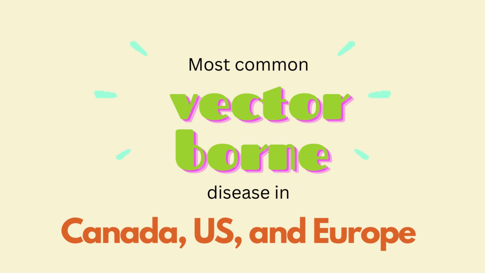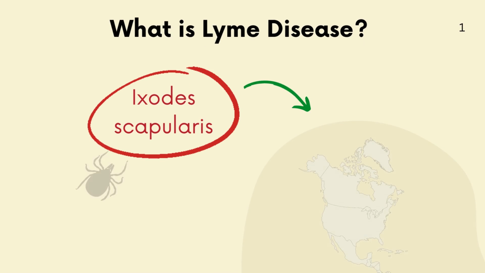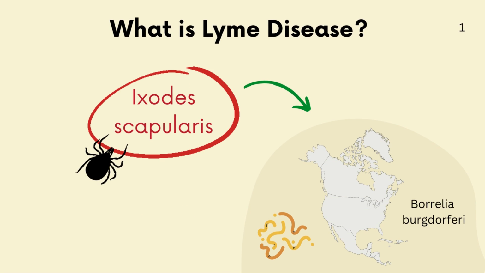Vector-borne means that the agent that causes the disease is transmitted by a vector, usually insects. In this case, the vector is a tick called Ixodes scapularis, more commonly known as black-legged tick. The agent is a spirochetal bacteria of the Borrelia species. The most common one in North America is Borrelia burgdorferi.